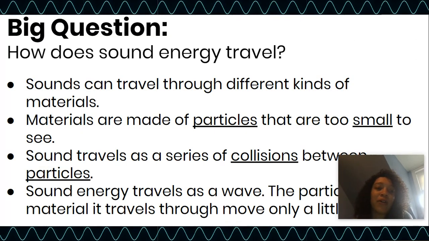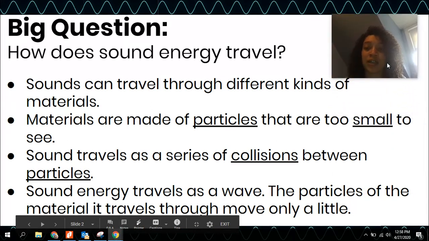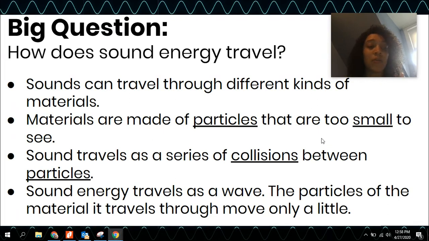We've been trying to figure out how sound energy travels, and here are some of the things that we've come up with as our key concepts. Sound can travel through different kinds of materials. Materials are made of particles that are too small to see. Sound travels as a series of collisions between those particles, and sound energy travels as a wave, and the particles of the material it travels through move only a little bit. So using those ideas that we talked about last week as well as yesterday will help us in the rest of today's lesson.